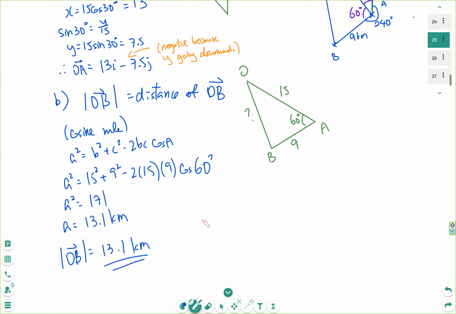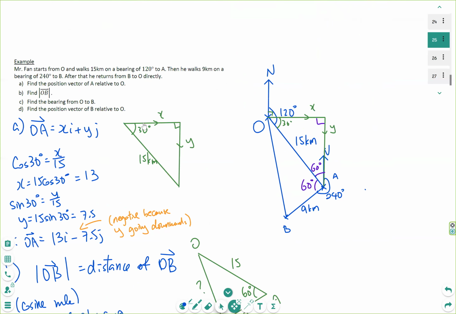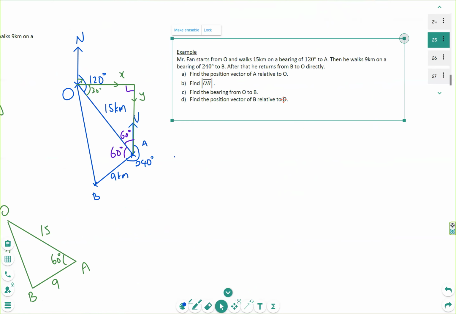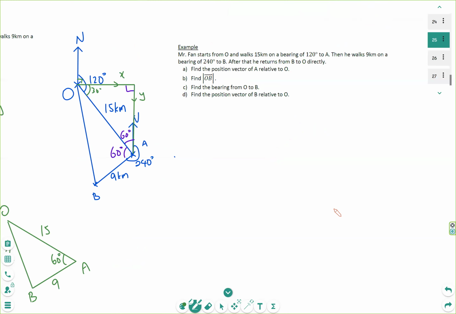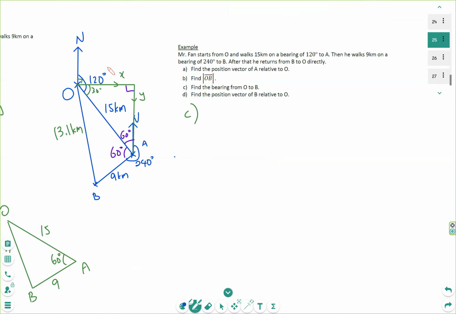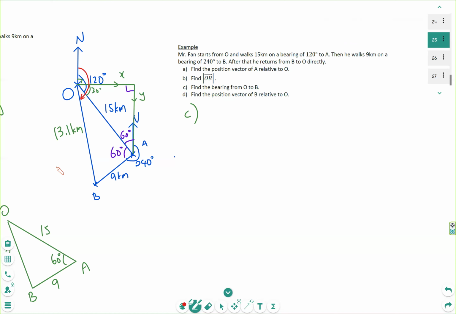Okay, right, part C. So how do we find part C? So let's have a look, part C. Find the bearing from O to B. So maybe this time I'll just do it here. Might be easier. So now I know this 13.1. Part C. Find a bearing from O to B. From O to B. That means the angle should be measured from O. So I want to measure this. So the bearing is the whole thing here. So rather than work out this whole thing, I know it's 120, so I can work out theta.